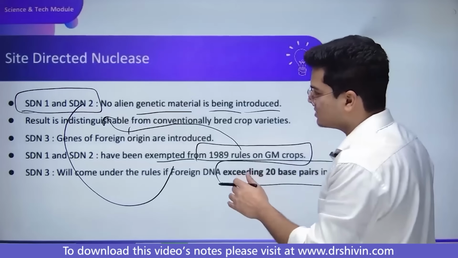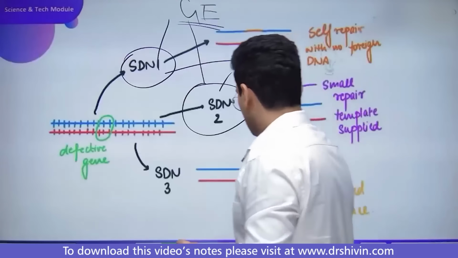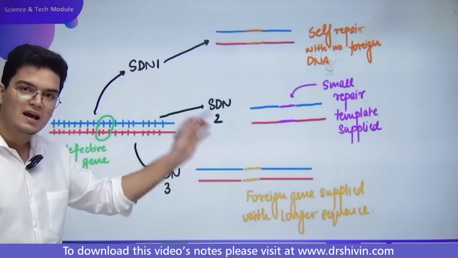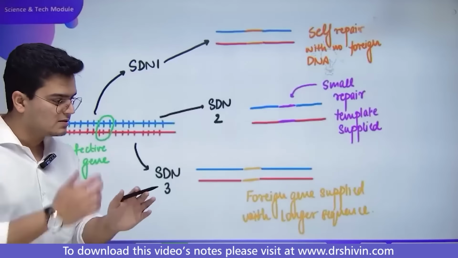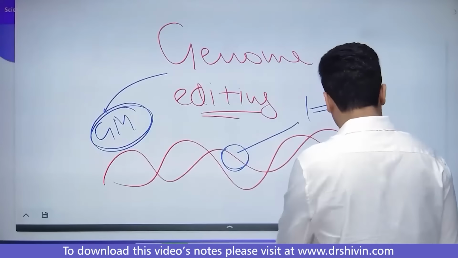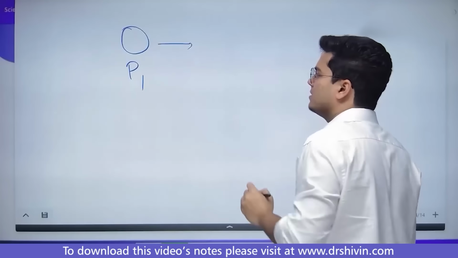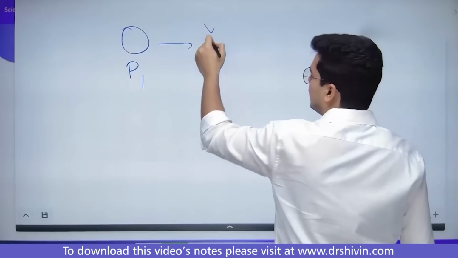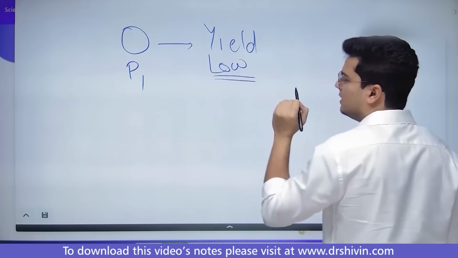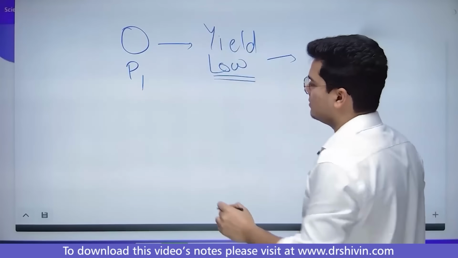Why are you getting an exemption? Because if you are using SDN1 and SDN2, you will never be able to tell if this is a GM crop. Because, let me give you an example. There was plant 1, P1. It had certain issues, like its yield was low. Why was its yield low? Its yield was low because it had a bad gene.